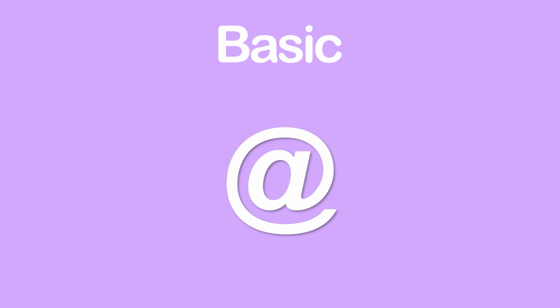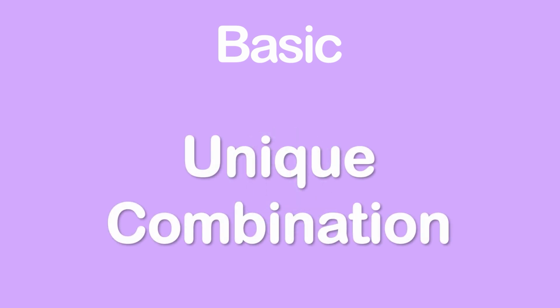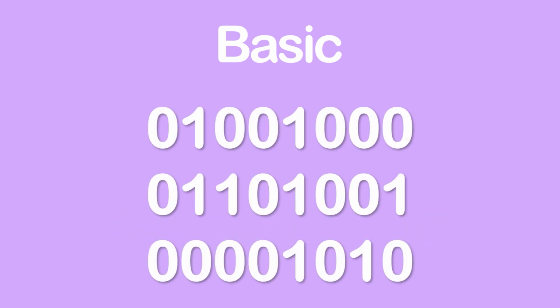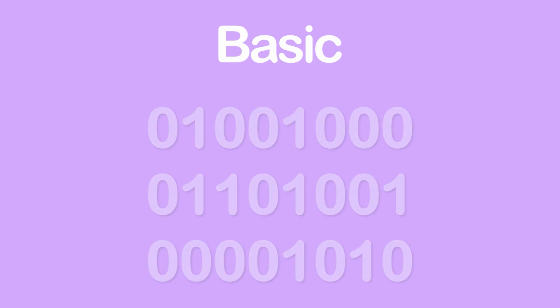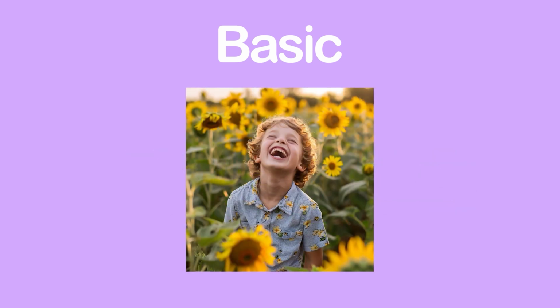So first, text. Every letter, number, and symbol you type on a keyboard is turned into a unique combination of ones and zeros that the computer can understand. For example, the letter A might look like 01000001 in binary.